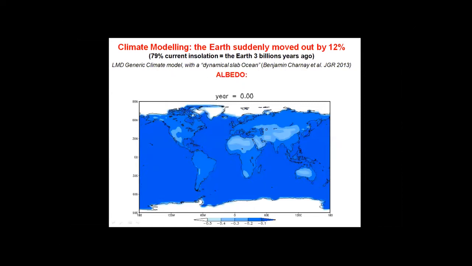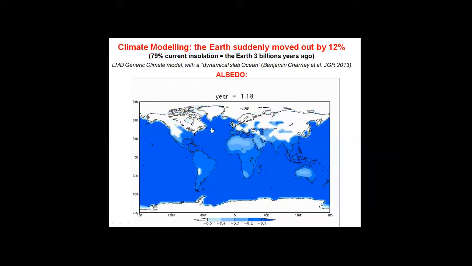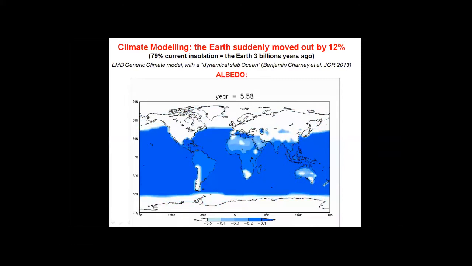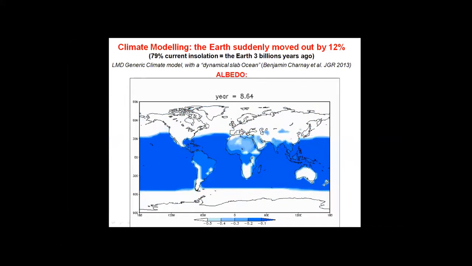This was done by Benjamin Charnay in our lab, who was a PhD student at the time. And if you do that, it's very simple, you find that this runaway glaciation process, this positive feedback, is really very efficient. So I will run the simulation year after year. And what you find is that quickly, because you have decreased the insolation, you increase the amount of snow, everything cools, and you start to have a lot of sea ice on the oceans.